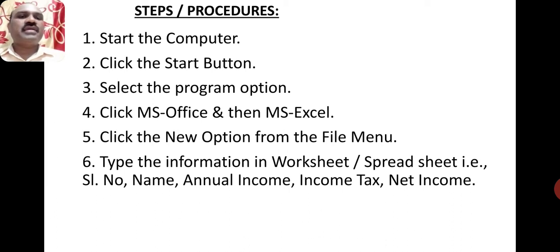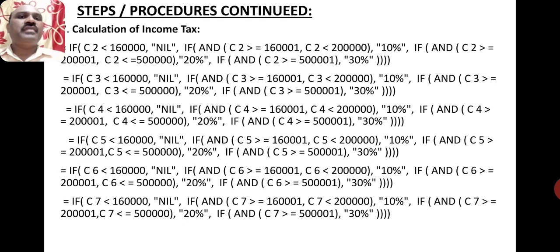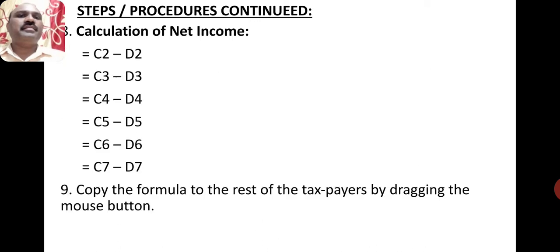Sixth step is type the information in the worksheet, that is spreadsheet, that is serial number of a person, name, annual income, income tax, net income. This is the syntax we need to write to calculate tax of an employee or any person for that matter.